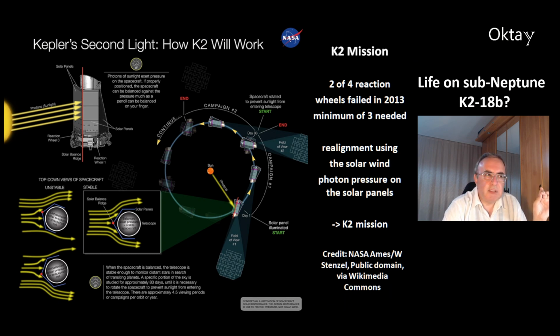This is a picture of the K2 mission. So the Kepler Space Telescope had a problem in 2013. Two of the four reaction wheels failed, and you need a minimum of 3 reaction wheels.